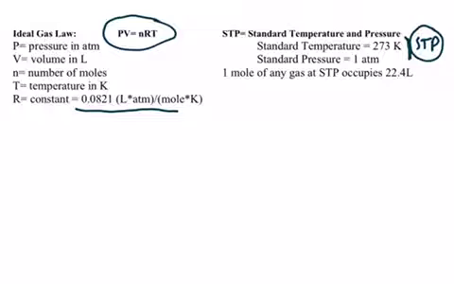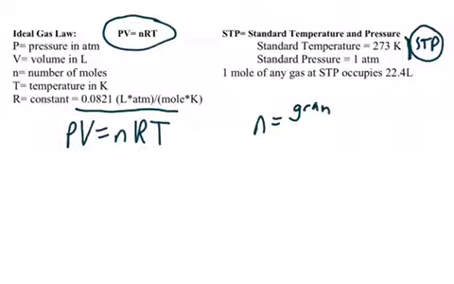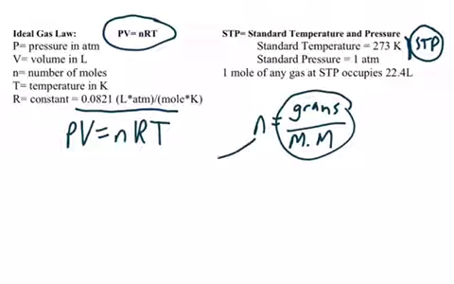The first thing I'm going to show you is a derivation starting from PV equals nRT. If you recall, moles, which is symbolized by the letter n, is equal to the grams given of a substance divided by the molar mass or molecular weight, whichever one you want to use is fine. So here's what I'm going to do. I'm going to substitute this in place of the n.